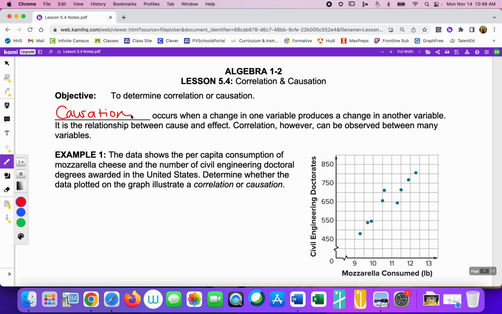Some things might have a positive correlation but not be related whatsoever. So it's almost a coincidence. But if it's a causation, the first thing causes the second to happen. Correlation can be observed between many different variables. Causation might be affected by outside things that we don't know about.